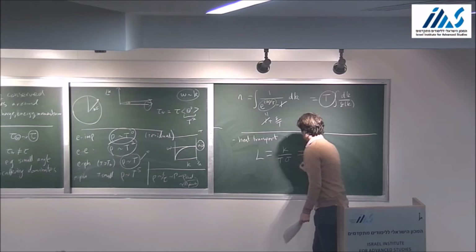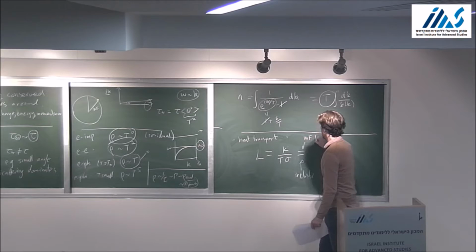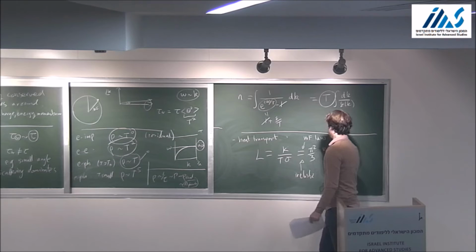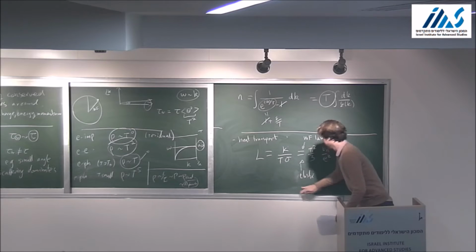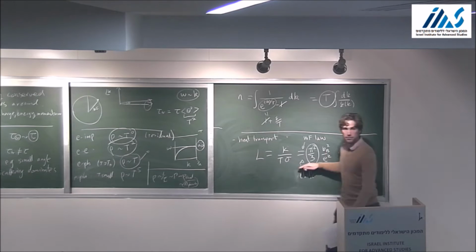So you can derive that if the scattering is dominantly elastic, which I'll say something about in a minute, if you have quasiparticles, this is something called the Wiedemann-Franz law, and you get pi squared over 3, k Boltzmann squared over e squared. Elastic, yes. Okay, and so this pi squared over 3 essentially comes from integrals of the Fermi-Dirac distribution. This directly comes from Fermi-Dirac.